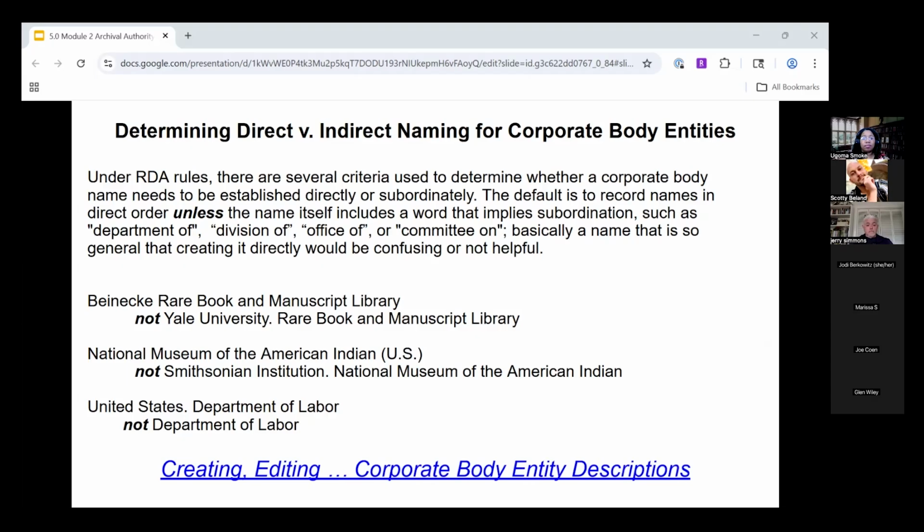Without a higher level organization identified, in this case, a government department jurisdiction, the name Department of Labor is too vague to stand alone in an authority file. It must be designated subordinate under a higher body. On the other hand, when a name has no subordinate keywords, it gets established in direct order, as seen in our examples of the Beinecke Rare Book and Manuscript Library and the National Museum of the American Indian.